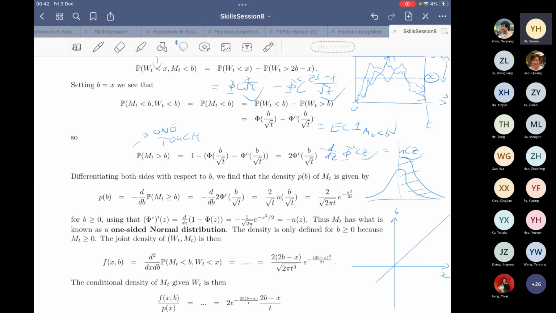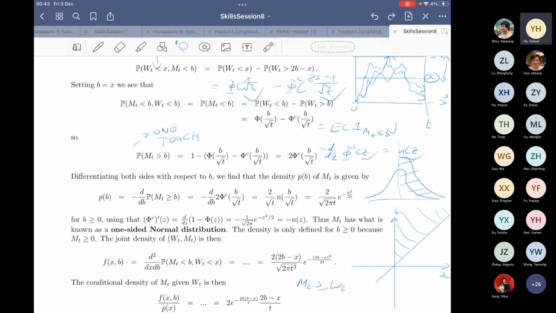We also know that B has to be greater than or equal to X, because clearly MT is greater than or equal to WT. X can be negative. So the relevant region is this. It's this if X is positive, but there's also all this here as well. So this formula is only correct on this funny region that I've drawn, which includes this kind of infinite rectangle here.